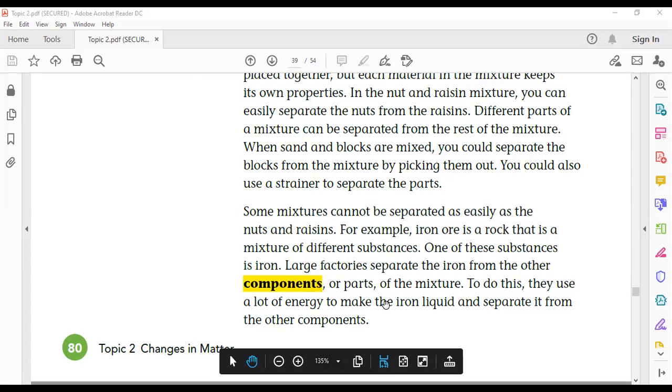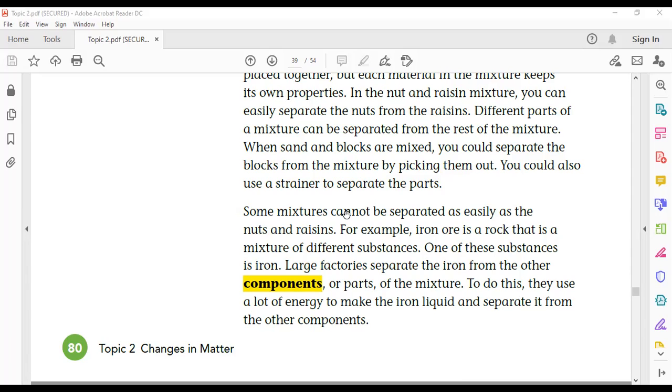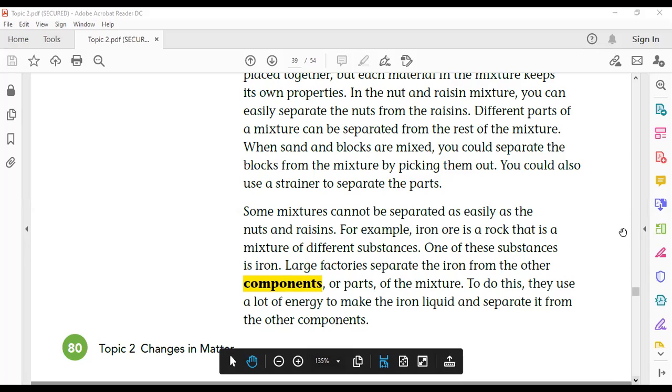To do this, they use a lot of energy to make the iron liquid and separate it from other components. So it needs a lot of time, a lot of energy, a lot of equipment. So separating a mixture is not always as easy as you think. Time. Here to the next stage. Is it clear till now?